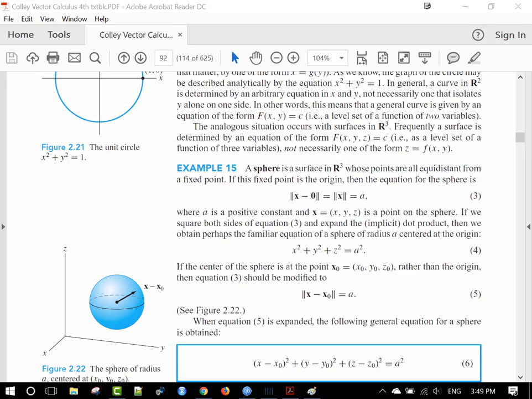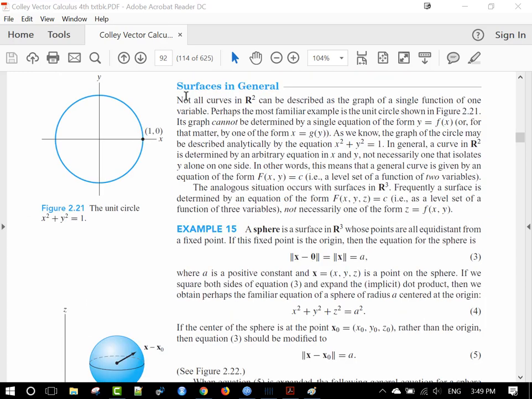So not all curves in R2 can be described as a graph of a single function of one variable. A circle is also not a function, right? You take this point, you can go to here and to here, so that's not a function. The analogous situation holds with surfaces in R3. Frequently a surface is determined by an equation of this form, and it's not necessarily a function.